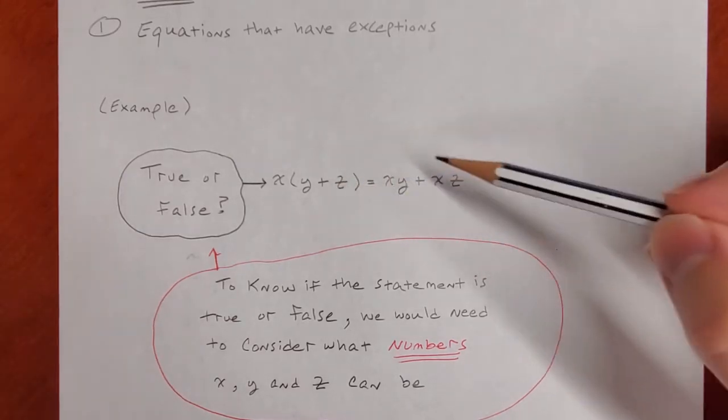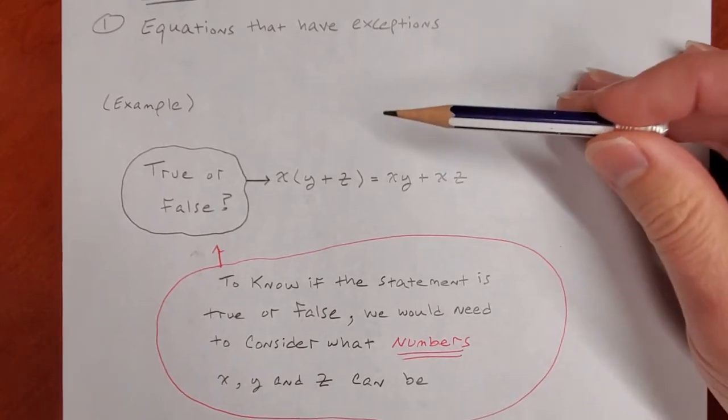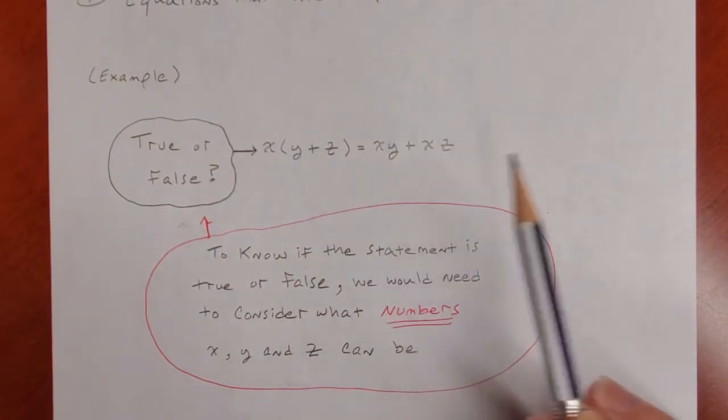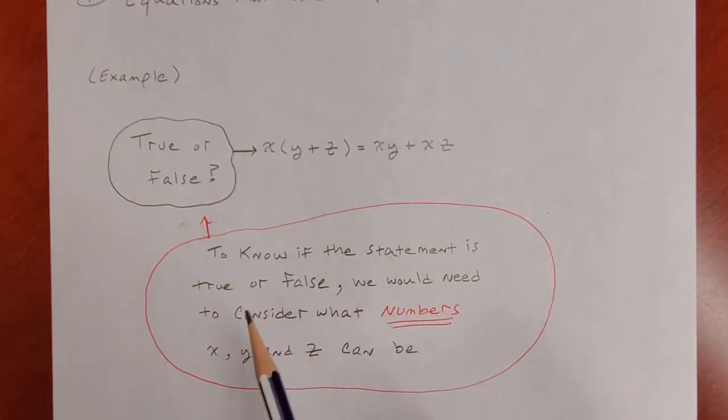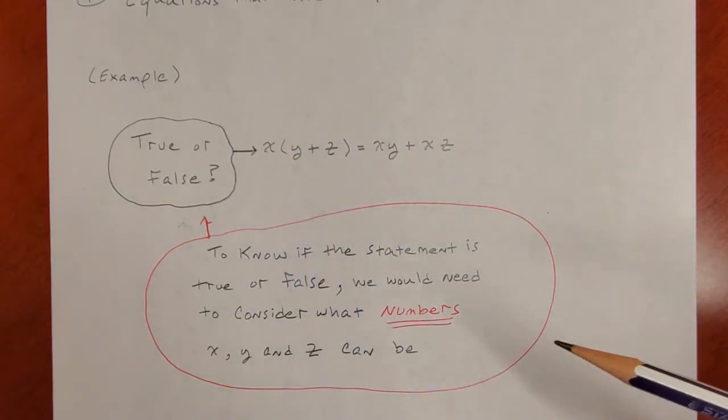Why do we use letters? Well, because we have these things called variables, which can take many values. But we are dealing with numbers, and so if I ask you whether this statement is true or false, to really know, we would need to consider what numbers the x and the y and the z can be.